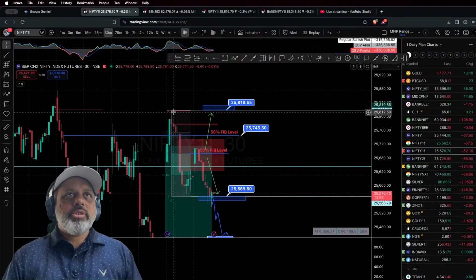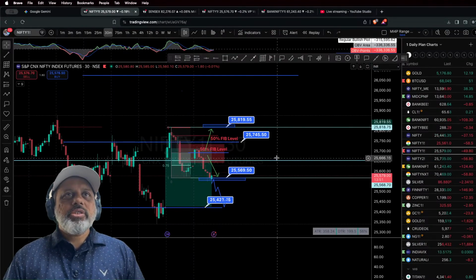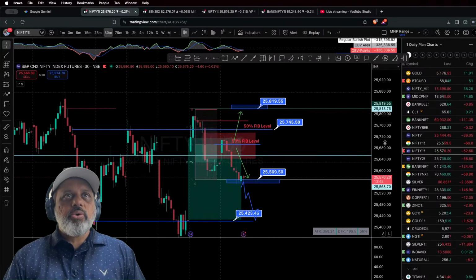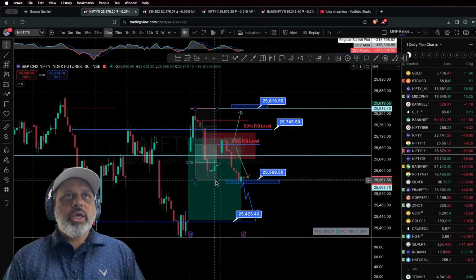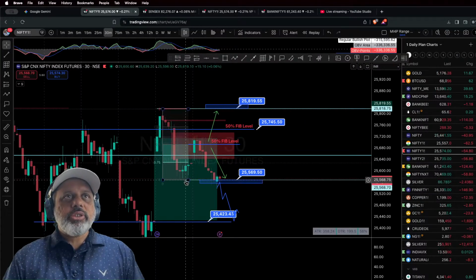So, this is the high of yesterday. This is the low of yesterday. This is the range that we are looking at in comparison to what range we built yesterday. We've been in the range, we've just gone down below yesterday's low, and we are trying to track back into range. That's a kind of a liquidity sweep that we're seeing here.